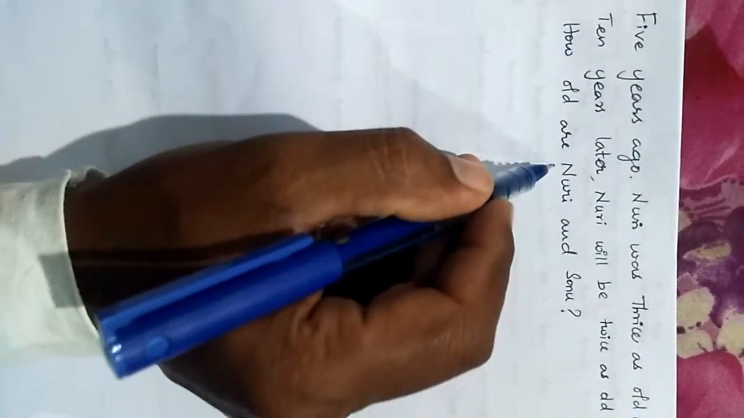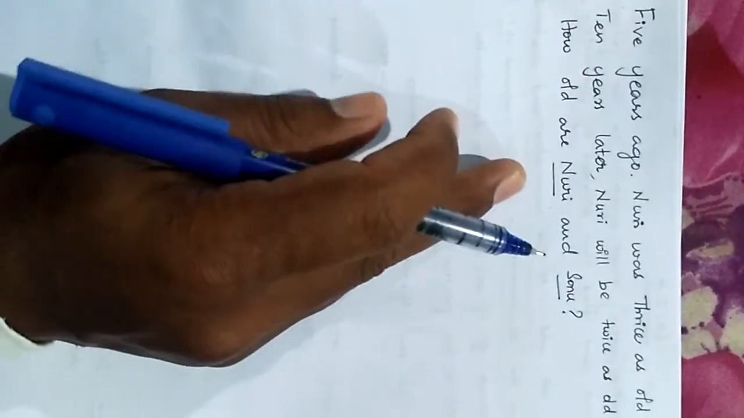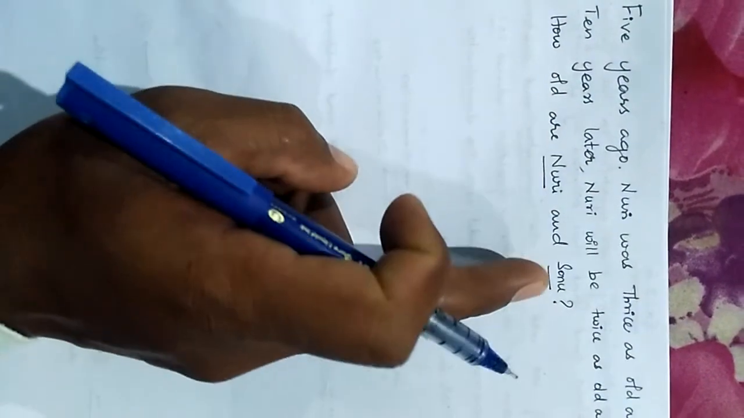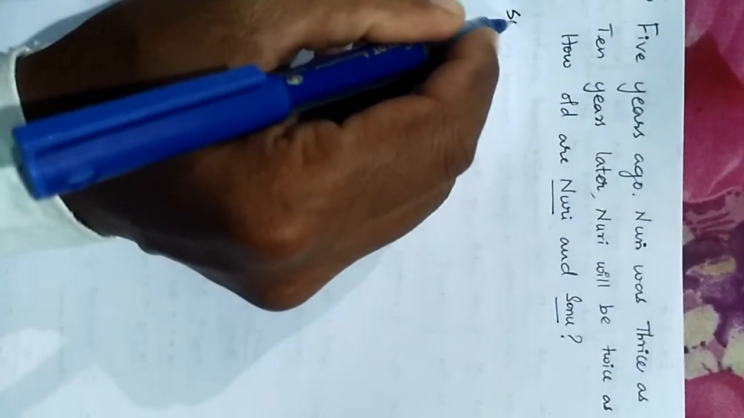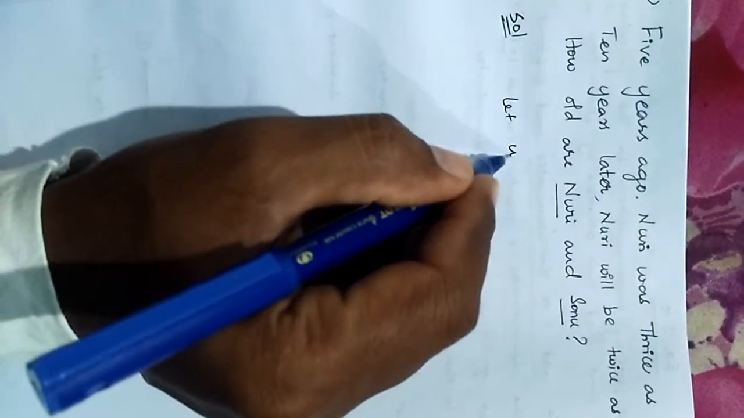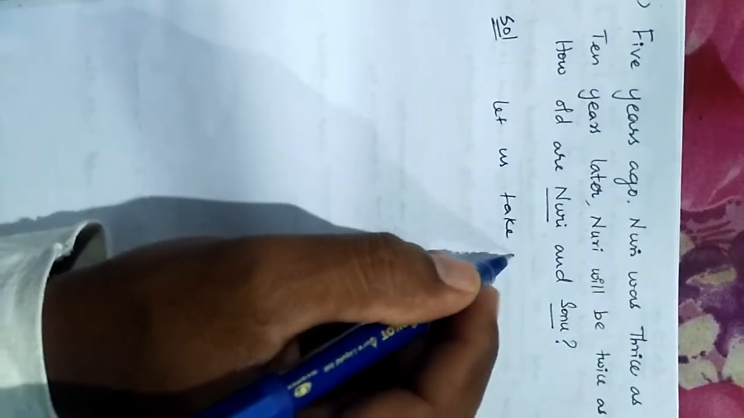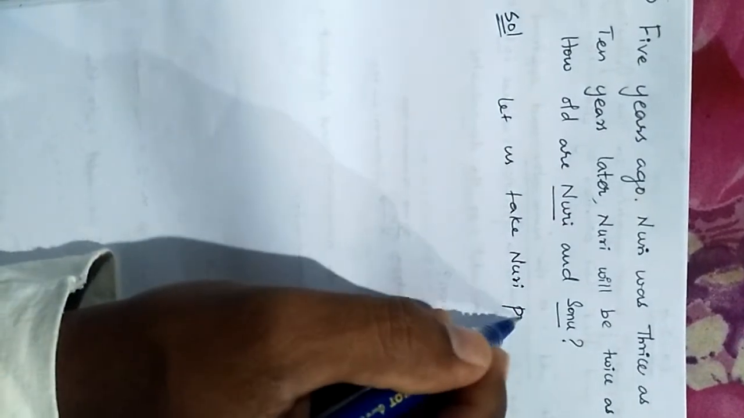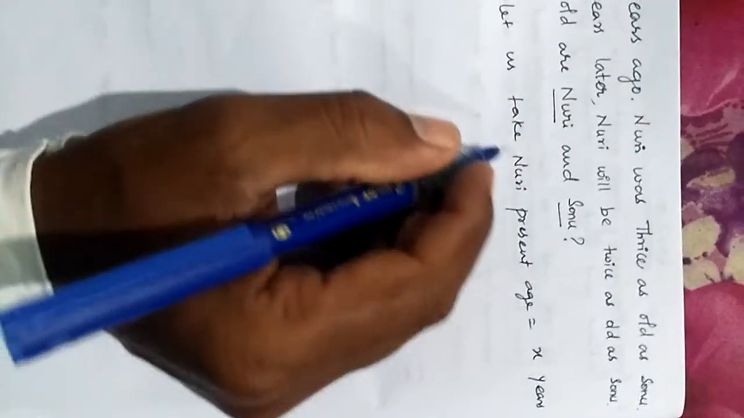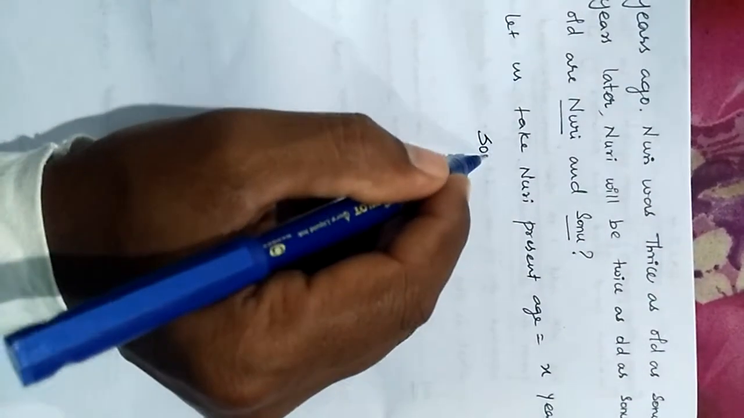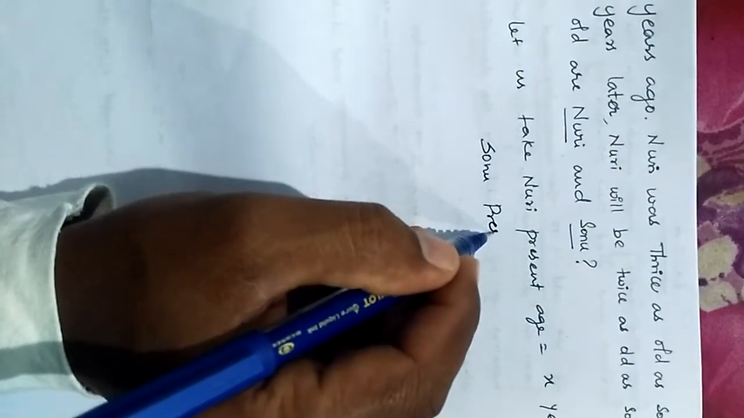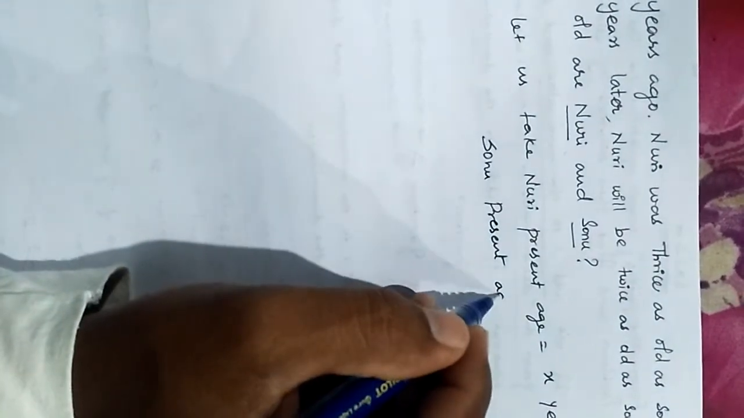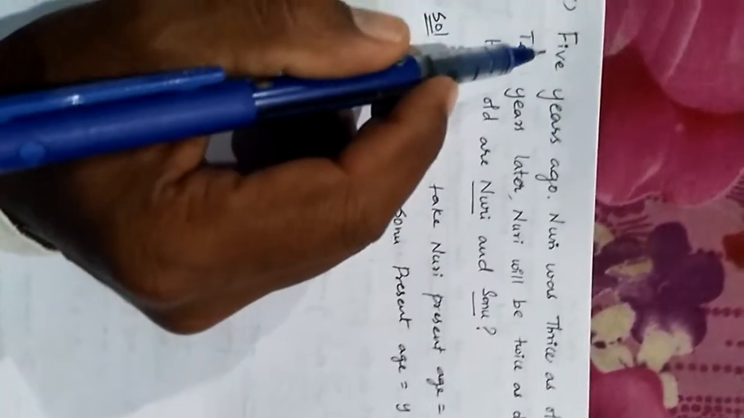So there are two persons, one is Nuri and one more is Sonu. Let us take Nuri's present age as x years, then Sonu's present age will be y years.